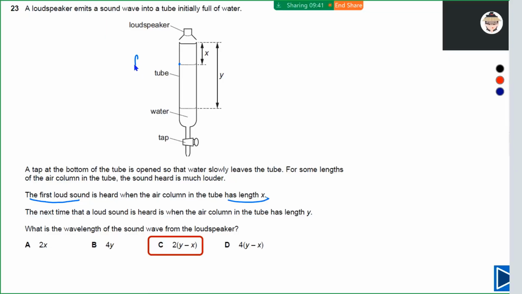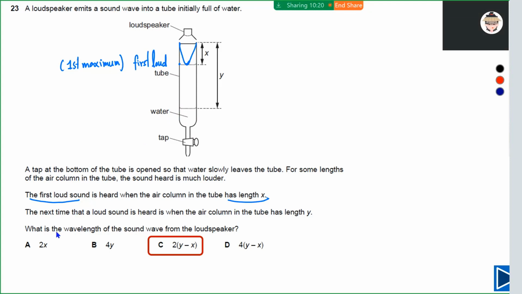So the better way we can simply say is that here we heard the first loud sound. The first loud sound we heard at this point. You can say this one is the first maximum. Another way to understand this is that this is the first maxima. So we got the first loud sound at this point. In this case, the stationary waveform here has to be this one, the stationary waveform at this point.